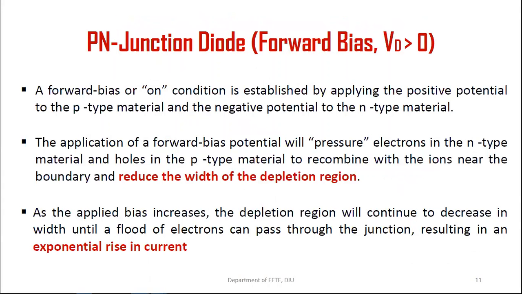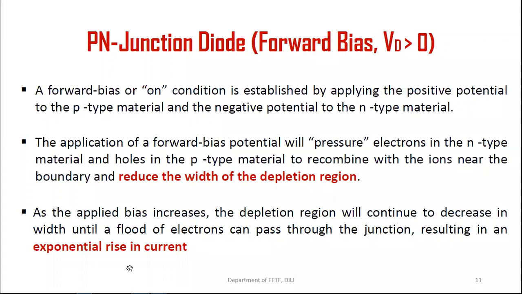You see that the expression is given here: the forward bias is established by applying the positive terminal potential to the P type and the negative to the N type. The application of forward bias potential will pressure electrons in the N type and holes in the P type, and so reduce the width of the depletion region. I said that the depletion region will be less. So after 0.7 volt there will be no depletion region, there will be no barrier potential, so the flow will be there. As the applied bias increases, the depletion region will continue to decrease in width until a flood of electrons can pass through the junction, resulting in an exponential rise in the current.